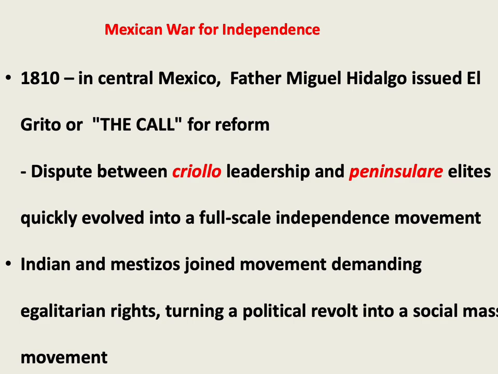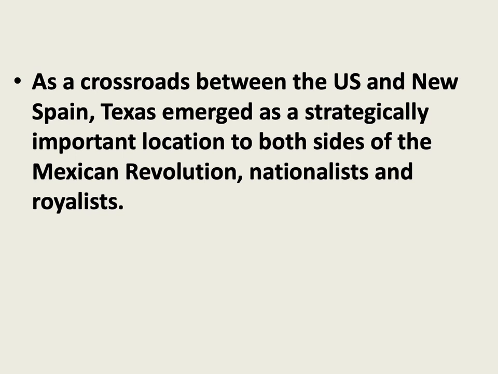So here we have Texas. Of course, this is a course in Texas, so what does this have to do with Texas? Well, Texas is the crossroads. It's right between the U.S. and New Spain. And it was an important location for both sides. Both the nationalists who supported independence from Spain, and the royalists, those loyal to the king who wanted to remain part of Spain.